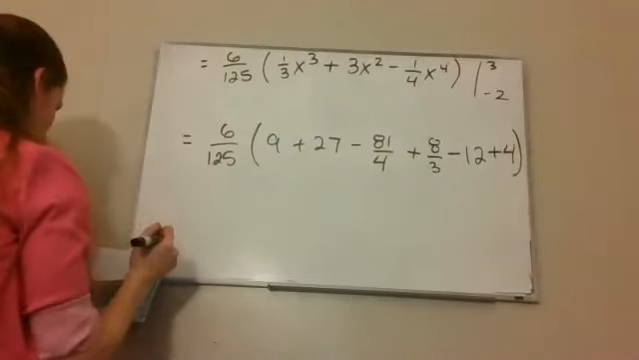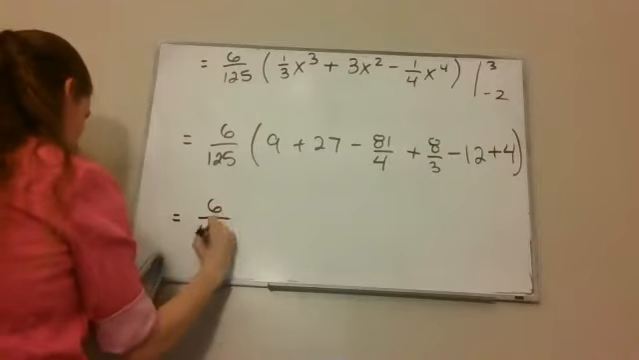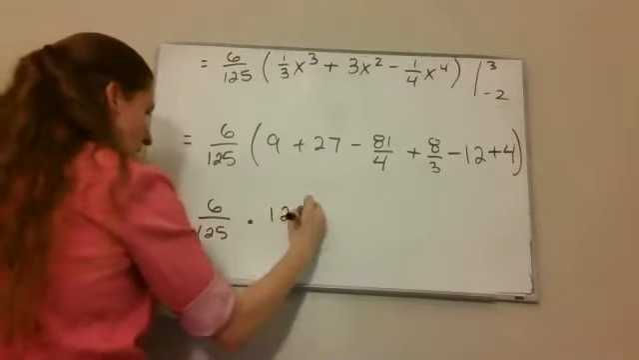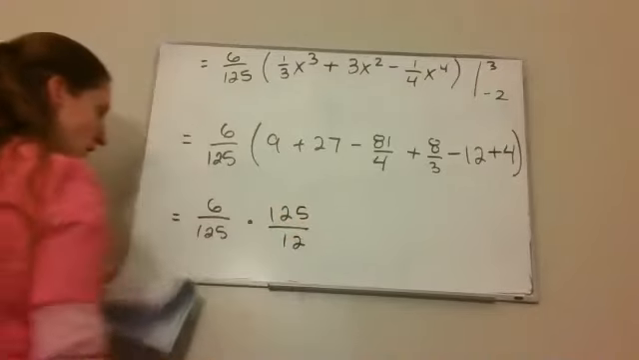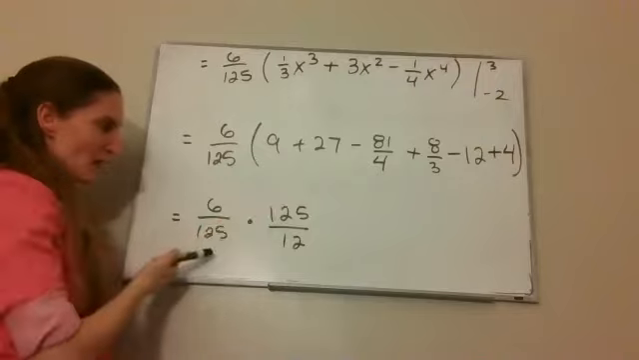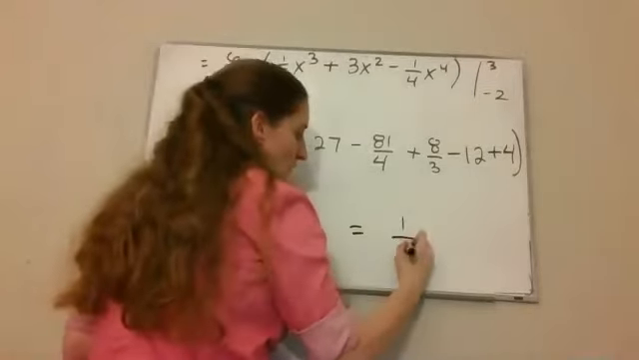And now I just have to combine all of that together in the parentheses. You would need a common denominator, and you will get 125 over 12. Well, that's super nice, because now my 125s cancel and I just get 6 over 12, which is 1/2.